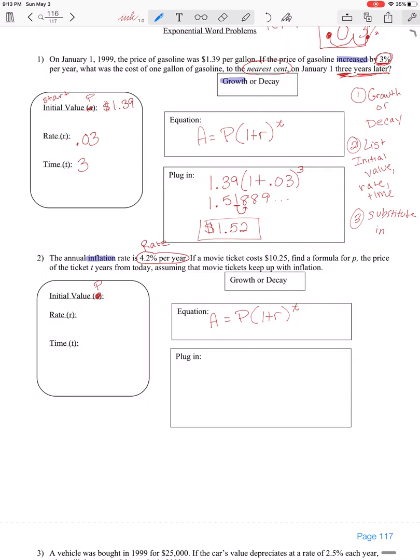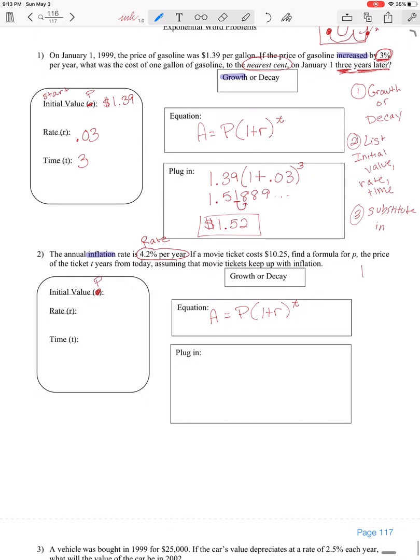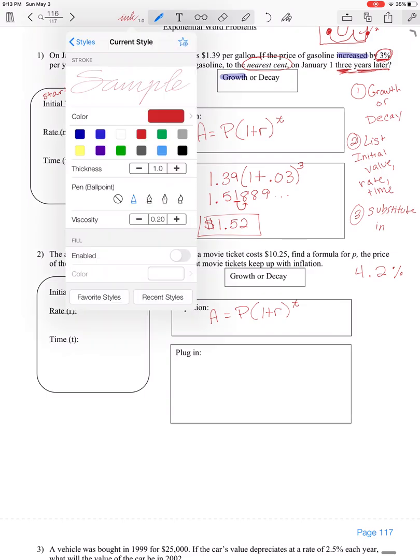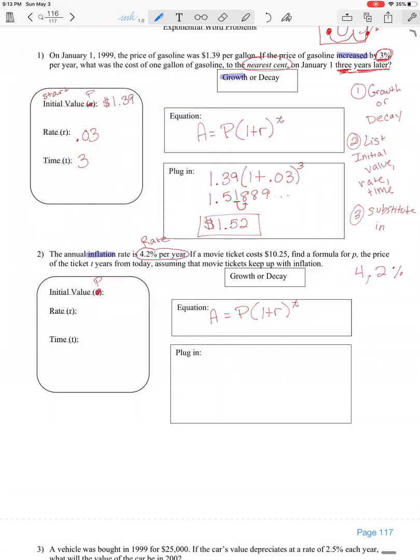So if I have 4.2%, in order to convert that to the rate, we have to move the decimal 2 places to the left. 1, 2. Here it is. There's my new decimal. I fill in any empty spots with a 0. So my new rate is 0.042.